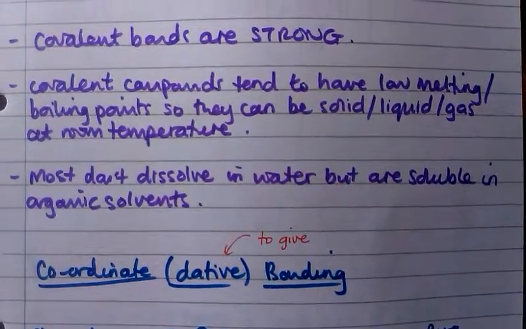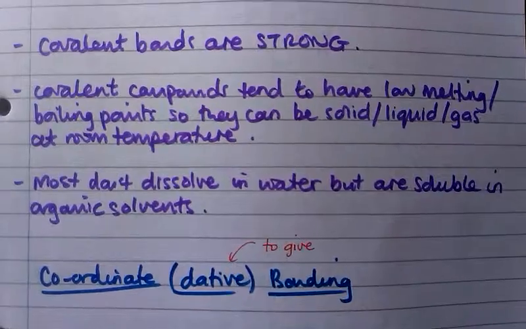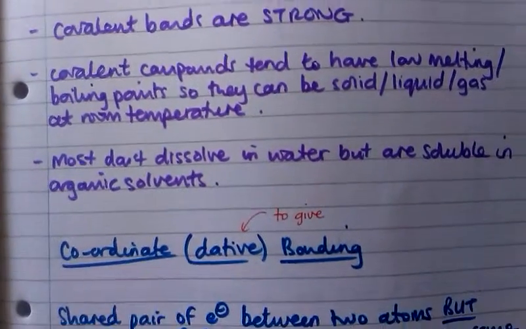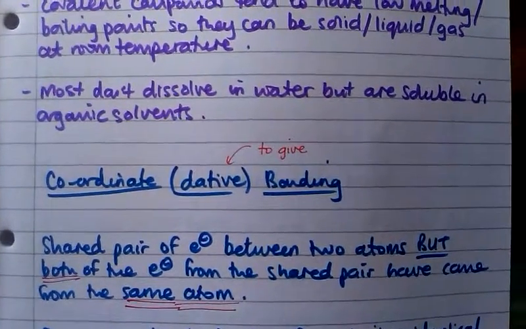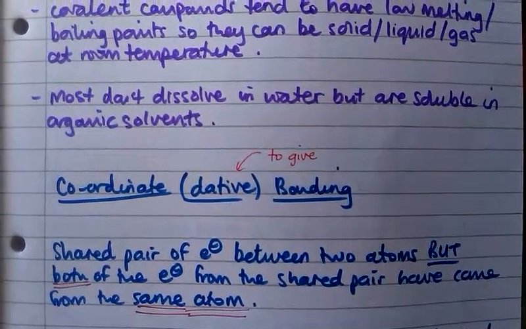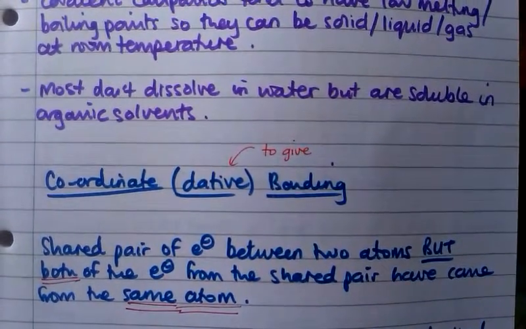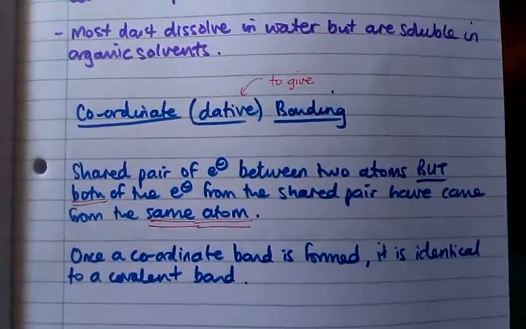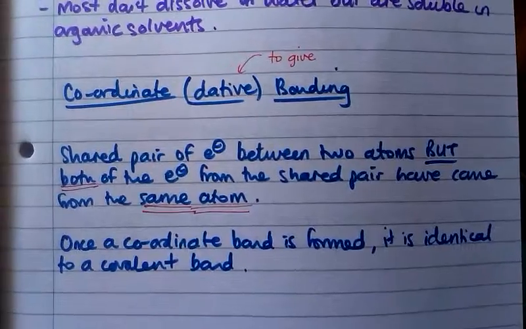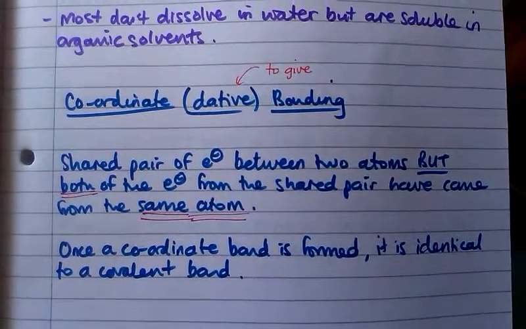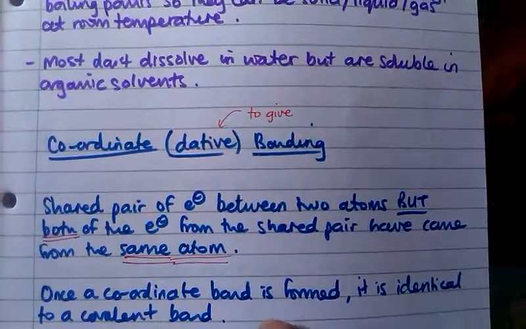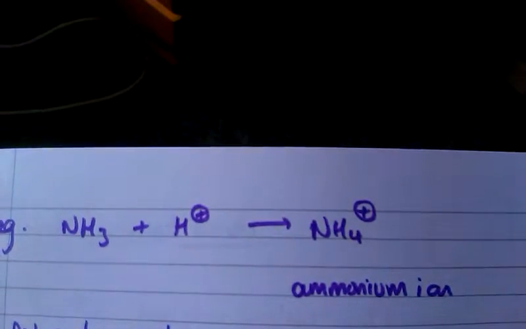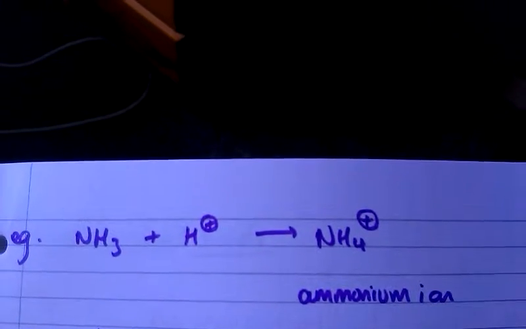Okay, moving on to coordinate or dative bonding. Dative means to give. And this again is where we have a shared pair of electrons between two atoms, but both of those electrons from the shared pair have come from the same atom. Once a coordinate bond is formed, it is identical to a covalent bond. So if we just go through an example, if we take the reaction of ammonia reacting with H+ to give the ammonium ion NH4+.